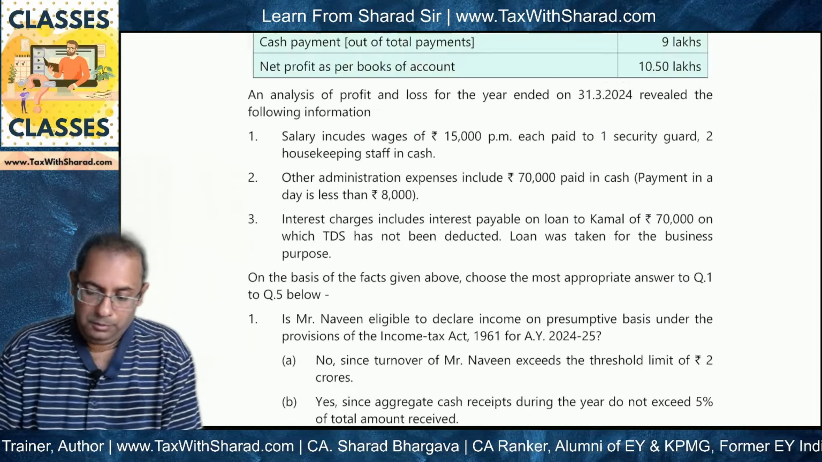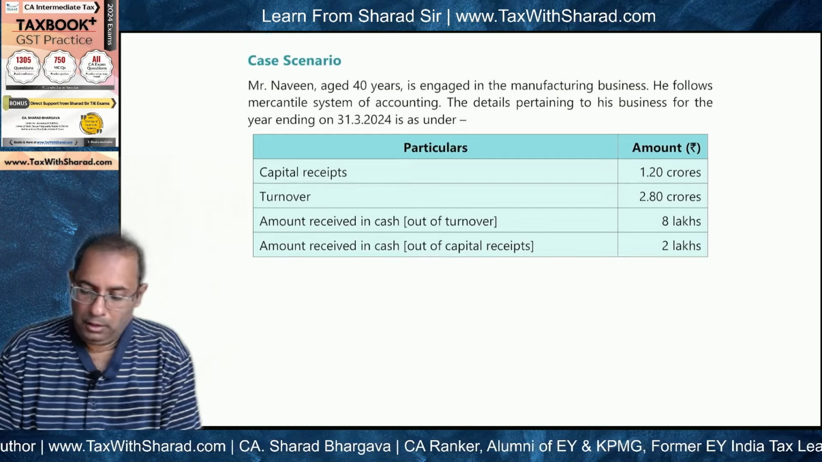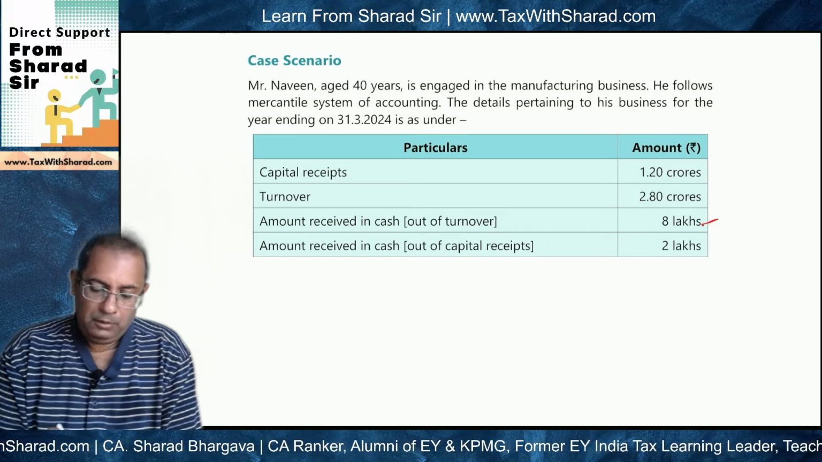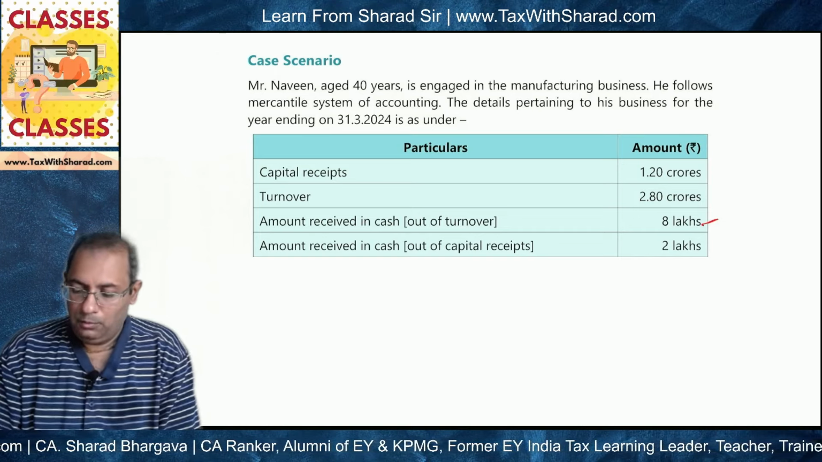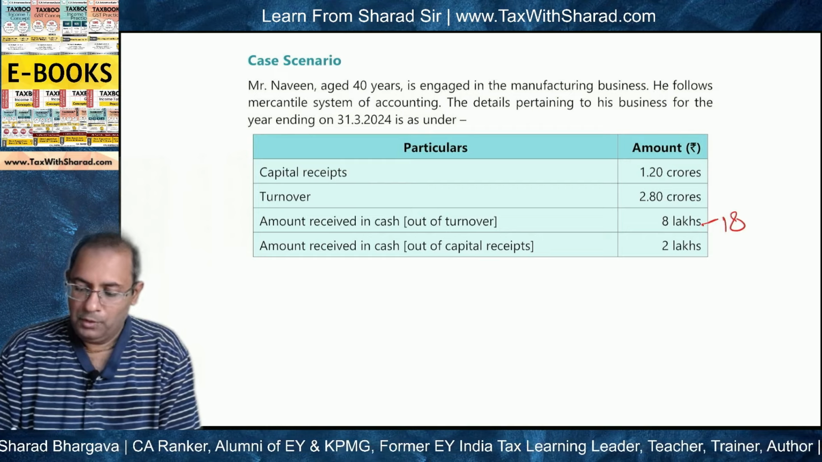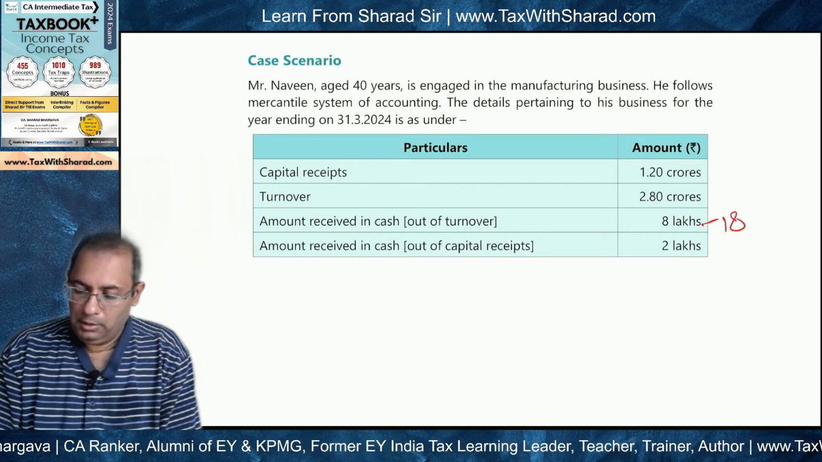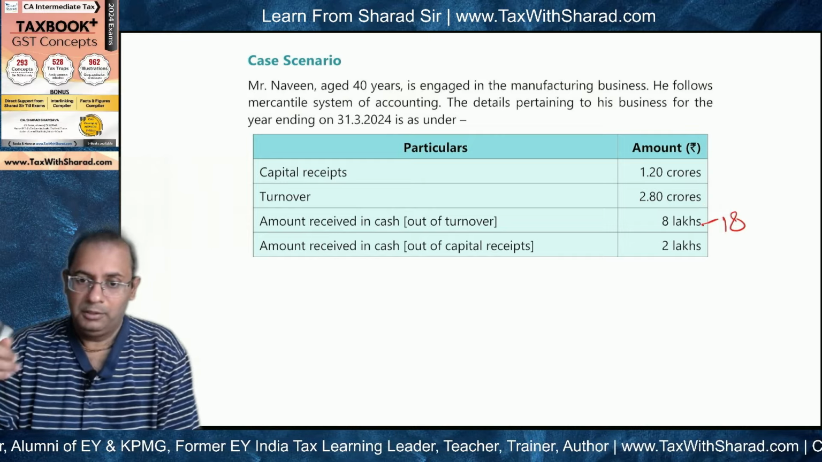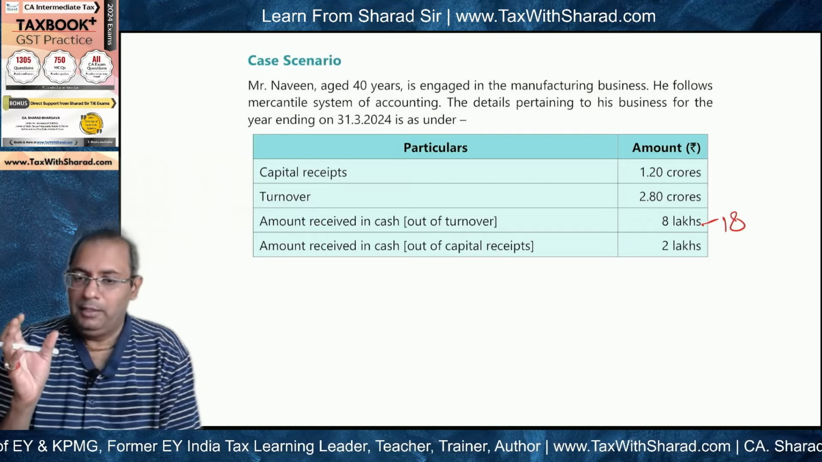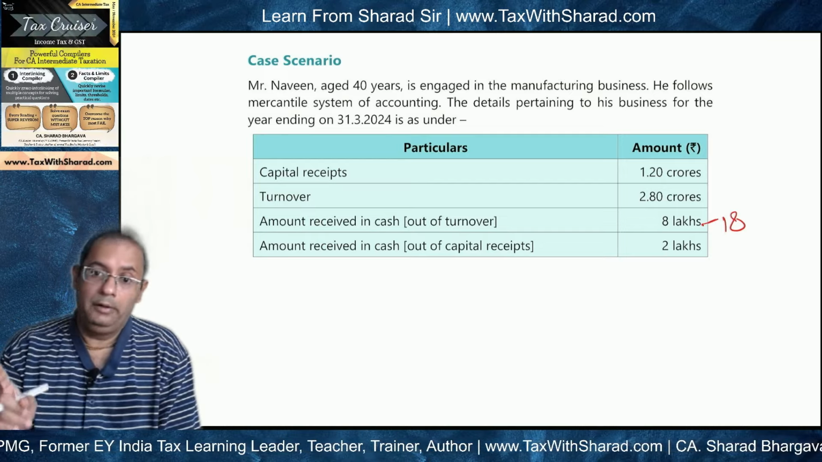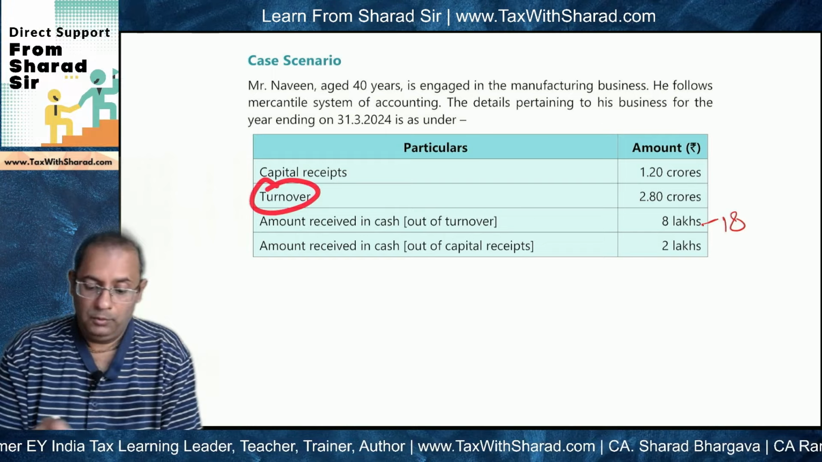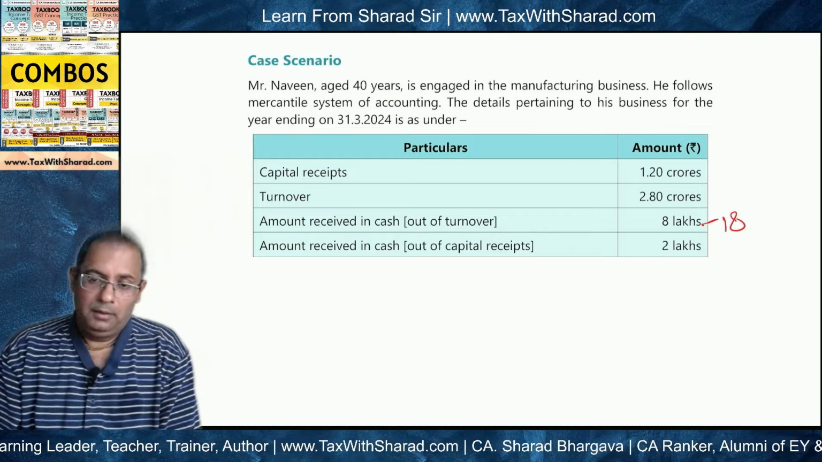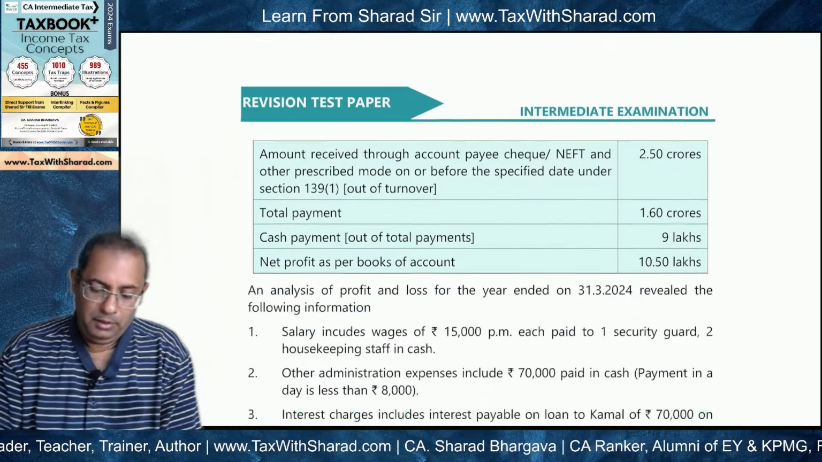And what will be the position here? We know that now 10 lakh is additionally received. So 8 lakh was already there as amount received in cash, and now we are assuming that 10 lakh more needs to be added. So this becomes 18 lakh. The turnover is 2.8 crore, and 5% was 14 lakh, and 18 lakh now exceeds 14 lakh. So the 5% limit is crossed, and therefore the limit in terms of 44AD will not be 3 crore now, it will be 2 crore. And since the turnover of 2.8 crore is more than the limit of 2 crore, 44AD cannot be claimed.